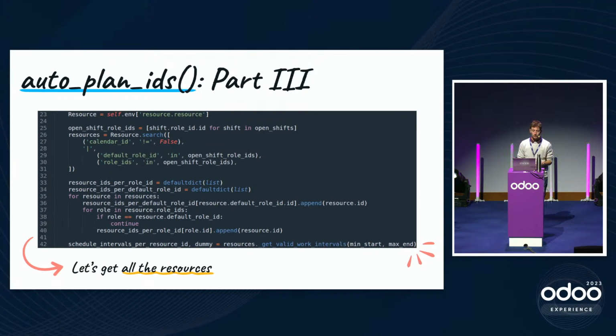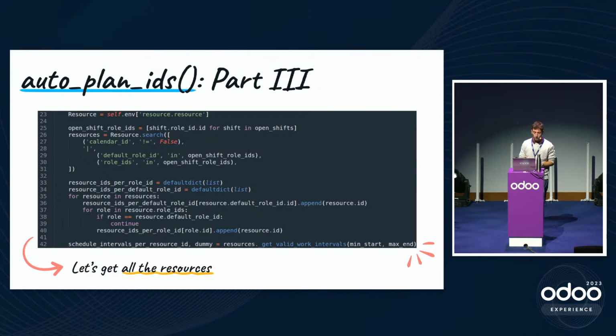Up next, we want to get all the resources that we can assign to all the open shifts. How we do that is we get all the roles that we can find from the open shifts, and we do a search on the resource.resource model, in which we get all the resources that have a calendar, which basically means that they have work hours, a work calendar. We also get the resources whose default role or one of whose roles is related to the roles from the open shifts. So basically, we're getting all the resources that have calendars, and it would make sense to plan them for these open shifts, given their role.